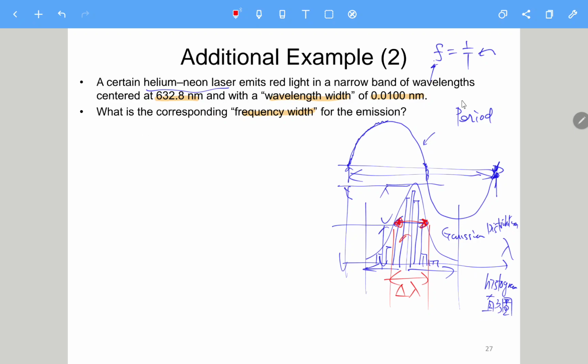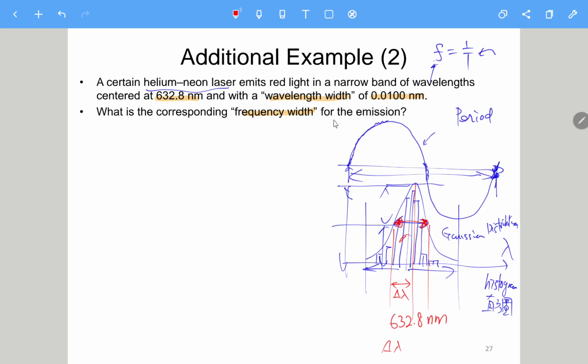Okay, so here it means that we have the wavelength. The wavelength itself, at this point, is 632.8 nanometer. And then it tells you that the delta lambda can be half of it or maybe full of it, just depending on how you count it. Maybe you can just count by half of it. So maybe this is the delta lambda. Delta lambda is 0.01 nanometer.